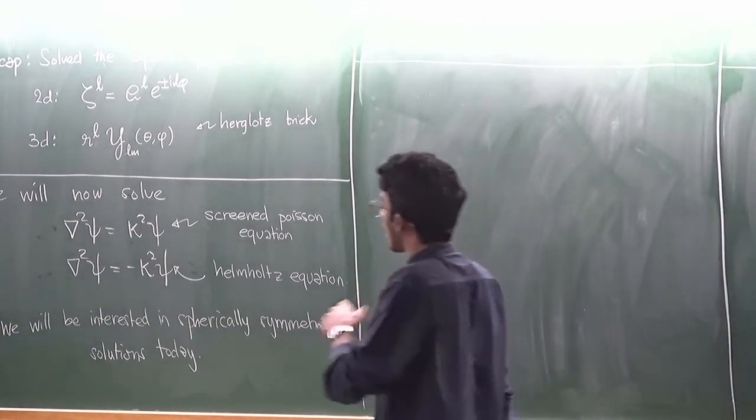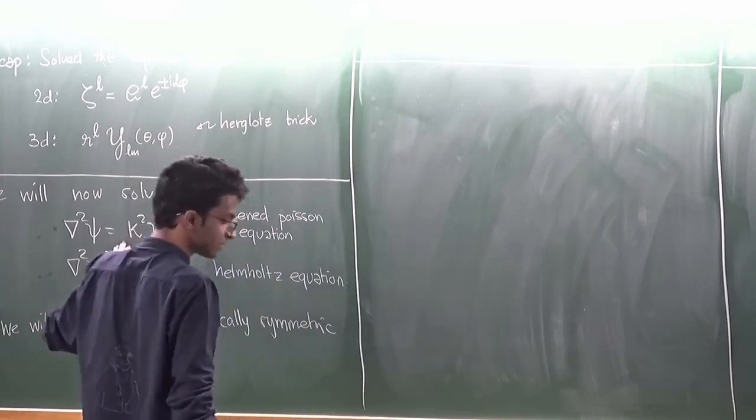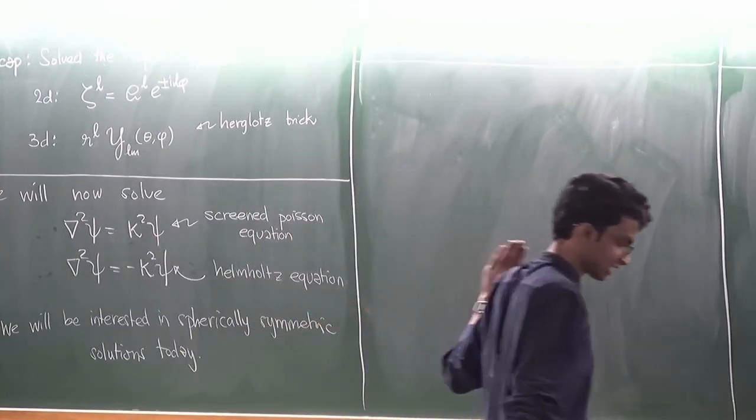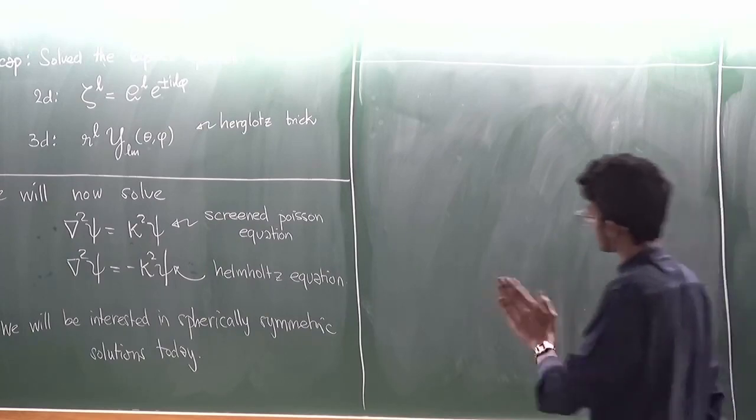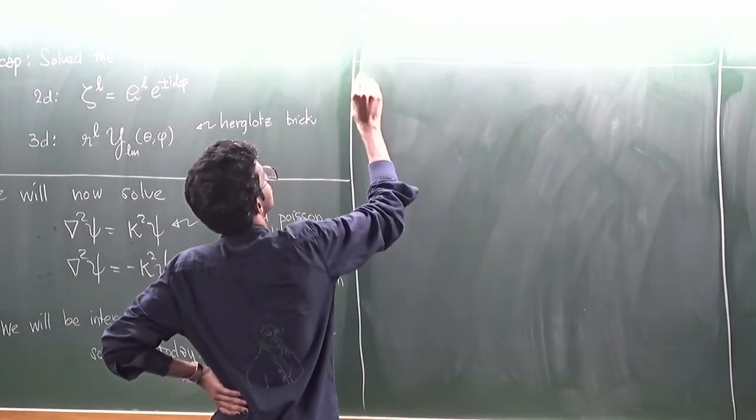So I will first solve the positive eigenvalue part. The negative eigenvalue part, as I just said, is an analytic continuation, which I'll write down at the end. So let's first look at the positive eigenvalue problem.